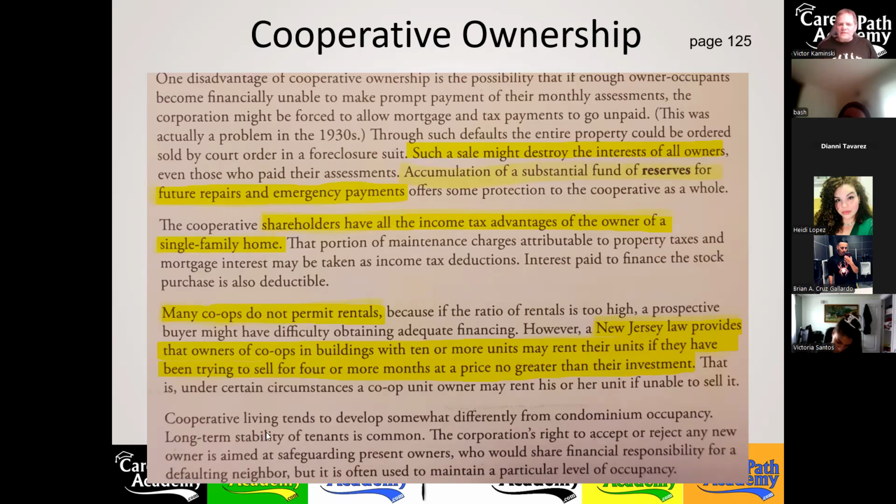So cooperative living tends to develop somewhat differently from condominium occupancy. Long-term stability of tenants is common, and the corporation has the right to accept or reject any new owner, aimed at safeguarding the present ones, who would share the financial responsibility for a defaulting neighbor. But it's often used to maintain a particular level of occupancy.